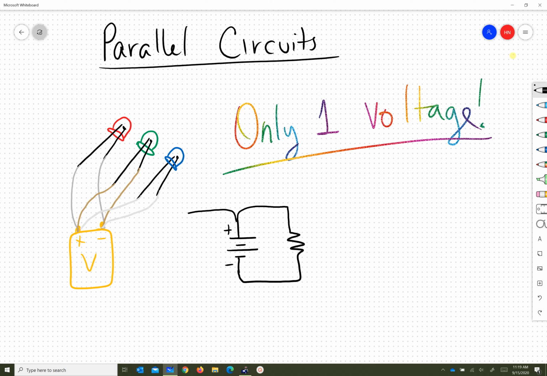I could go this way to the left and draw the second LED. I could draw the other one this way and draw the third LED. Again, they are all connected directly to the battery. But that can get a little bit confusing. It's not pleasant to our eyes.